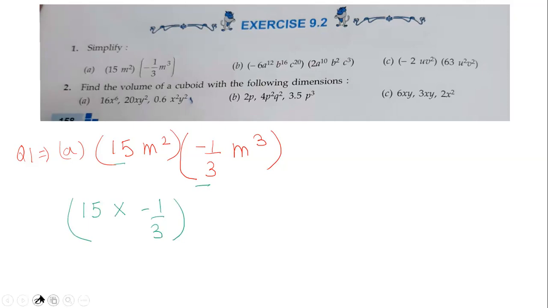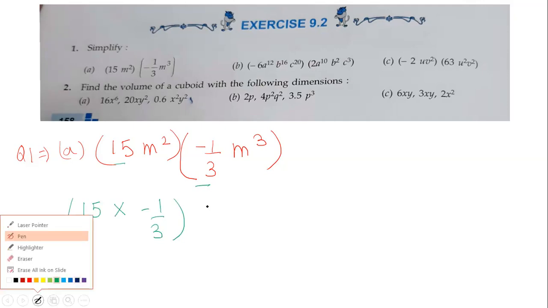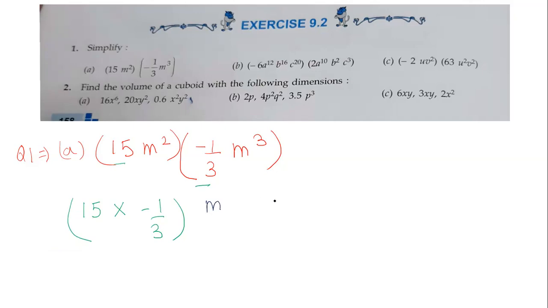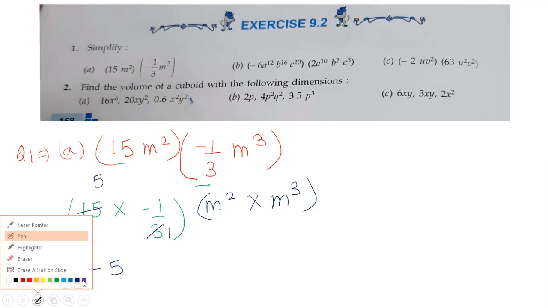उसके बाद हमारे पास सेकंड ब्रैकेट में आ गया m square into m cube. This is our second bracket. So when we will cut 15 और 3, ये डिनोमिनेटर में कट हो जाएंगे एक दूसरे से. यहाँ आ गया 5 और यहाँ आ गया 1. So you get minus 5 in the beginning, and then this, what is the law of exponent we are going to use? Let me write.